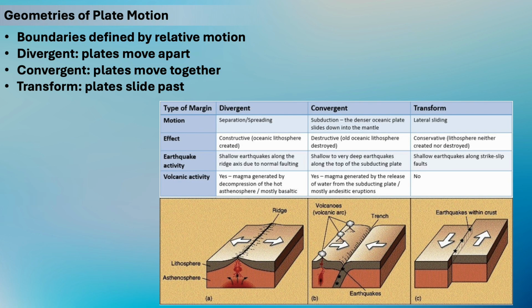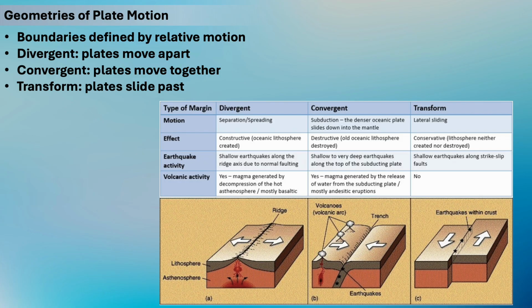A plate boundary is defined by how two plates move relative to one another, not by whether the boundary lies beneath an ocean or beneath a continent. It's the geometry of motion that matters the most. There are three fundamental types of relative motion. A divergent boundary is where plates move away from each other. At convergent boundaries, plates move toward each other. At transform boundaries, plates slide horizontally past one another.